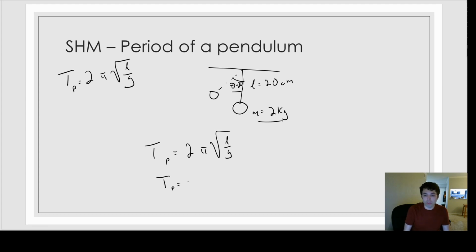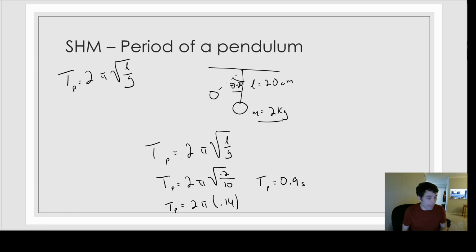So the period of the pendulum is 2 pi times the square root of 0.2, converting that to meters, over 10, that's g of course, and we just do the math. Pretty straightforward, nothing too complicated about it. 0.2 divided by 10 is 0.02, and the square root of that is about 0.14. So the period is 2 pi times 0.14, and I am getting about 0.9 seconds. So the period of the pendulum is 0.9 seconds.